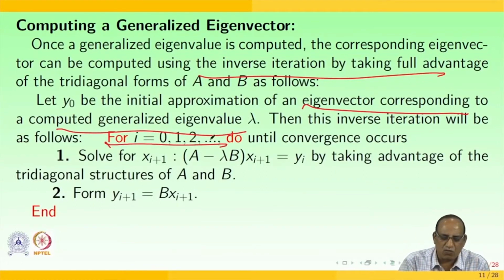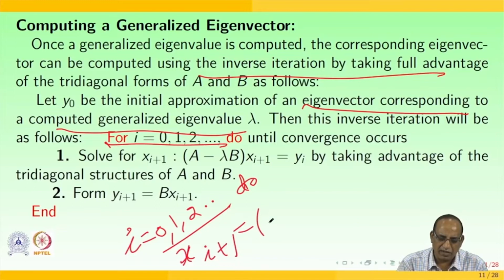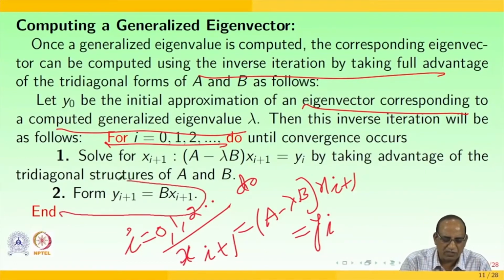For i equal to 0, 1, 2, etc., do the following. Solve (A minus lambda B) x_{i+1} equal to y_i, by taking advantage of the tridiagonal structures of A and B. Then form y_{i+1} equal to B times x_{i+1}.